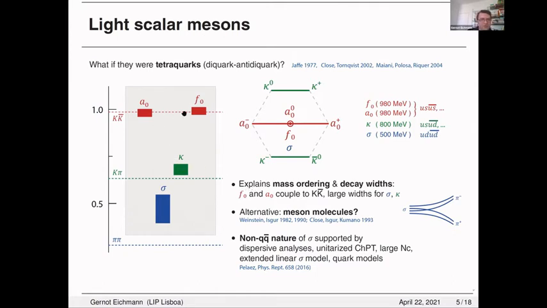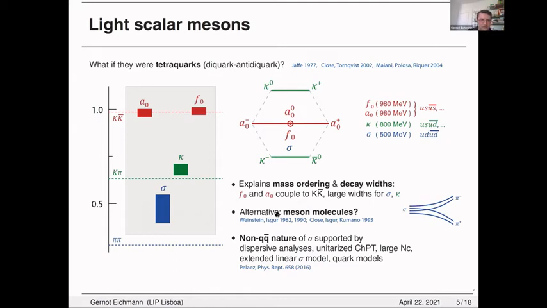The a0 and f0 are close or just below K K-bar threshold, so they do not decay, whereas the sigma is above pi pi threshold and the kappa above K pi threshold. So they can simply fall apart into two mesons without exchanging gluons, which would make them broad.